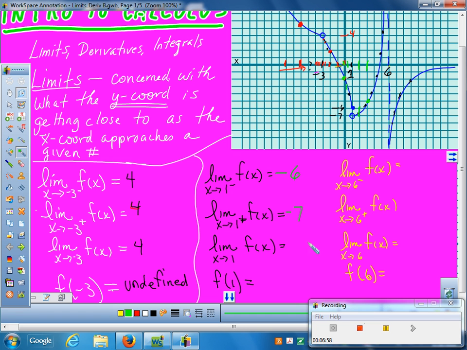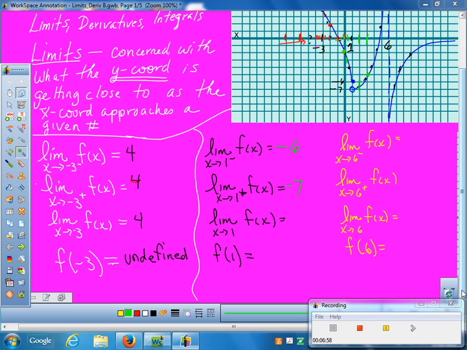Okay, so now, what's the limit when I approach 1 from both sides? Since they're not the same number, can you say there's a limit from both sides?